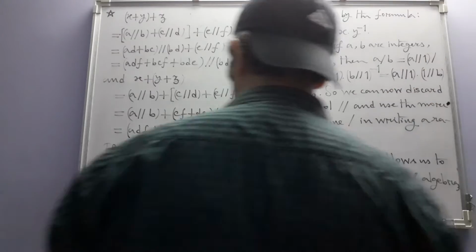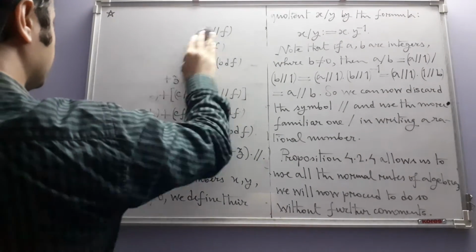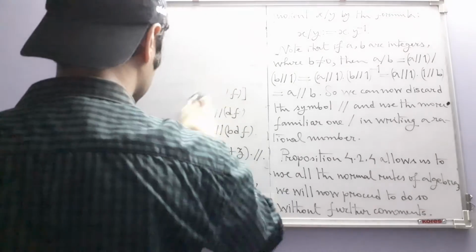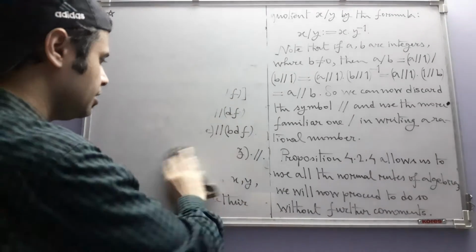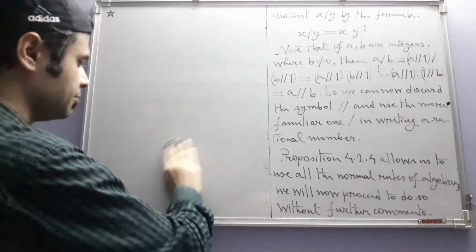So having this proposition, we are now all the rules of algebra are available to us and we will freely use them without saying anything. Without justifying their use.